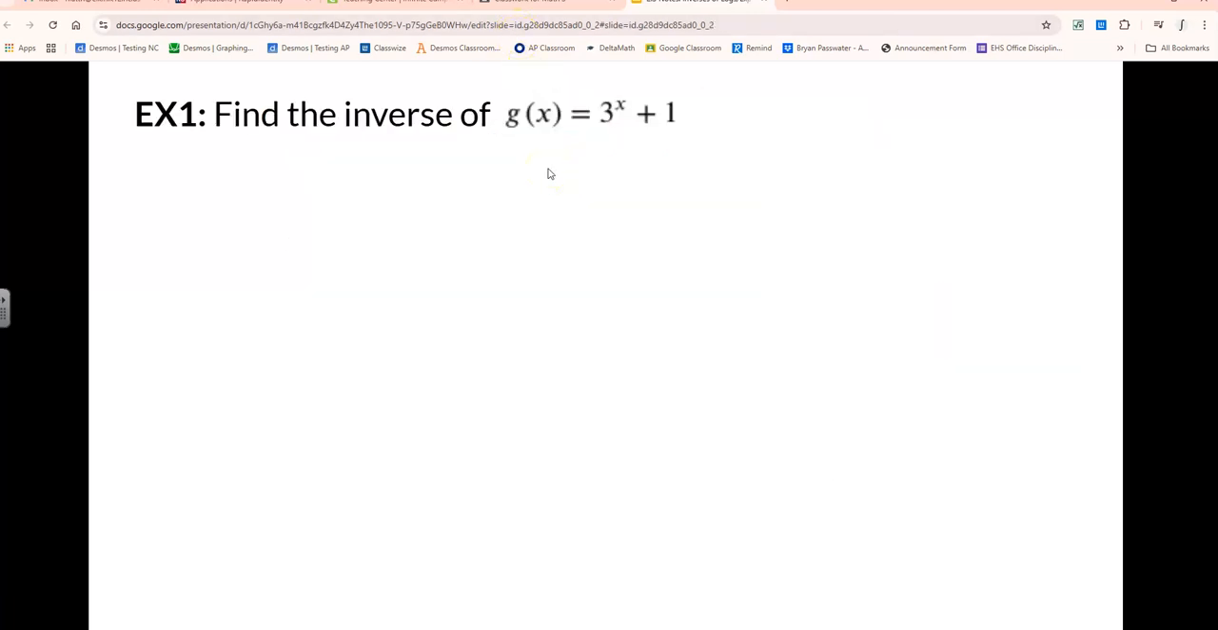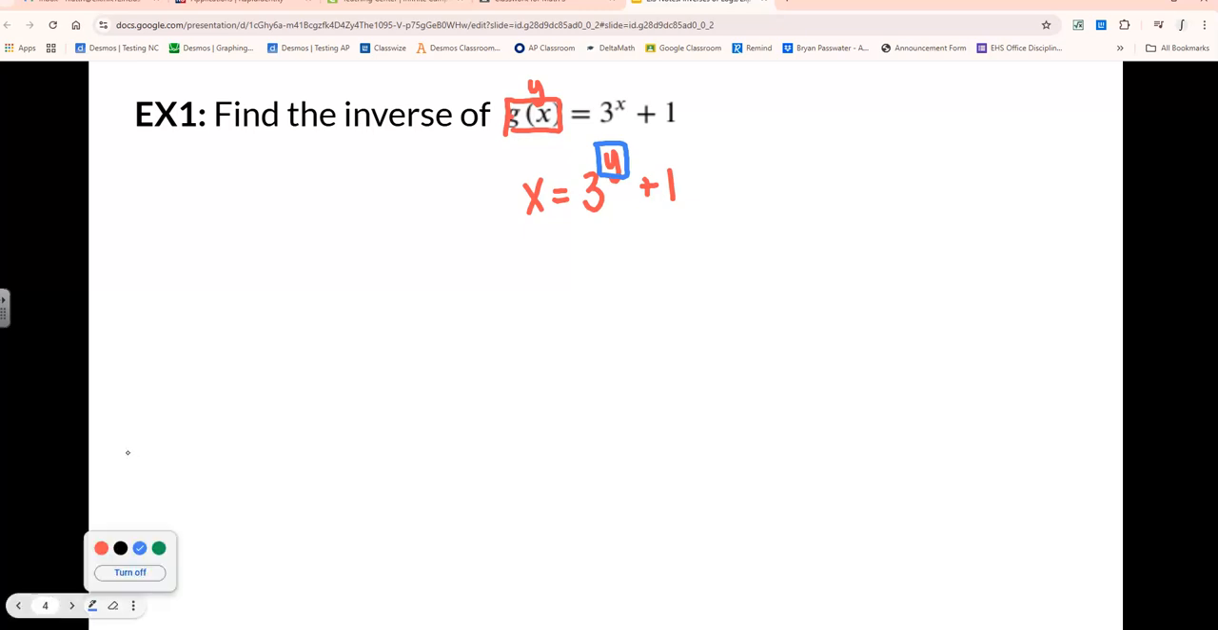All right, so let's find the inverse of this. All right, first of all, that g of x is really just a y right there. We're treating that like it is the y. So the first thing we want to do is switch the x and the y. So that will look like this. X equals 3 to the y power plus 1. Okay, so if we've got x equals 3 to the y power plus 1, we want to solve that for our new y. So we are trying to get this y right here by itself.